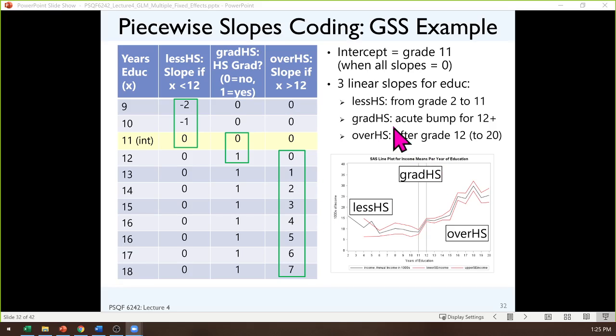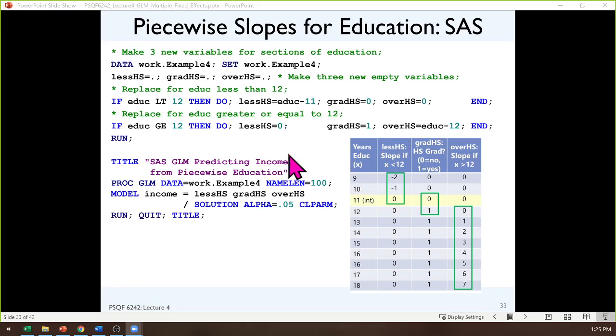The code to make this then, I'll show you for each program in isolation. So here's SAS. The 3 new variables that I'm creating go first. So I'm creating empty columns, less than high school, graduated high school, over high school, and then selectively filling in the values. And rather than just filling in zeros versus ones, I'm going to have to use functions to make sure that the values increase as a function of education.